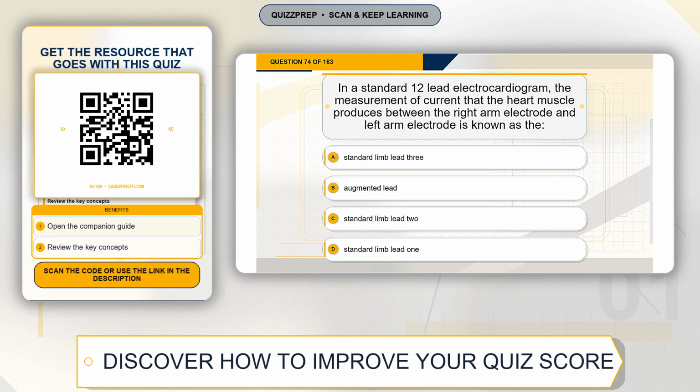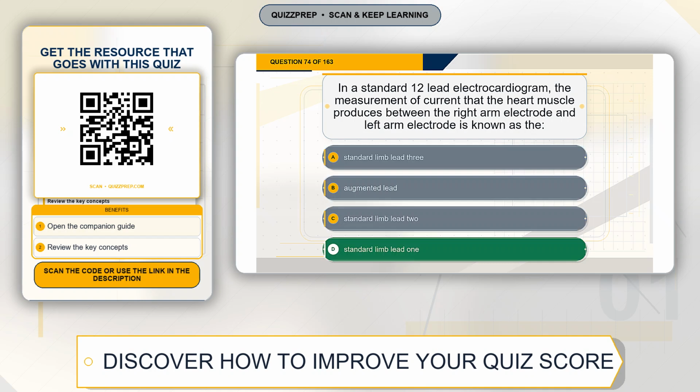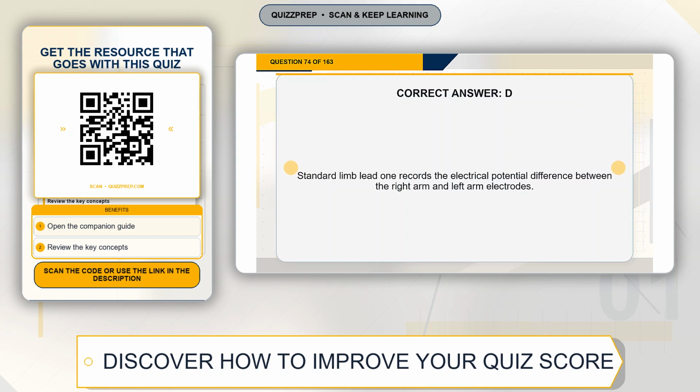Question 74. In a standard 12-lead electrocardiogram, the measurement of current that the heart muscle produces between the right arm electrode and left arm electrode is known as the Option A, standard limb lead 3. Option B, augmented lead. Option C, standard limb lead 2. Option D, standard limb lead 1. The correct answer is option D, standard limb lead 1. Explanation. Standard limb lead 1 records the electrical potential difference between the right arm and left arm electrodes.